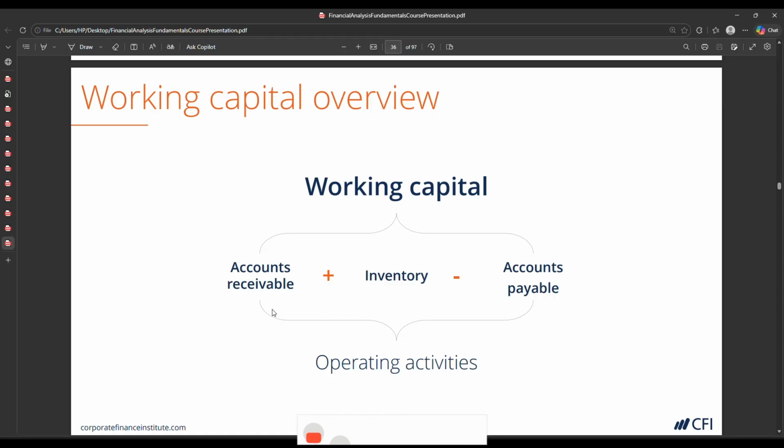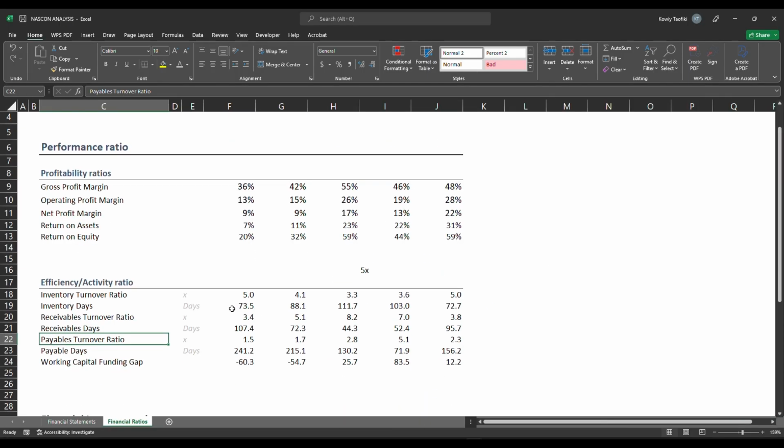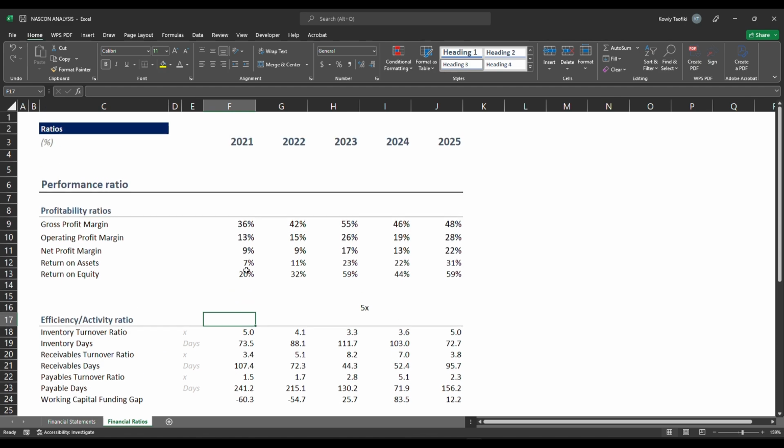So the addition of these, your inventory plus your accounts receivables minus the accounts payable, is going to give you the net of your working capital. So the interpretation or how we look at this ratio generally is based on the time series. We are looking at it from 2021 down to 2025. We are looking at it year on year.